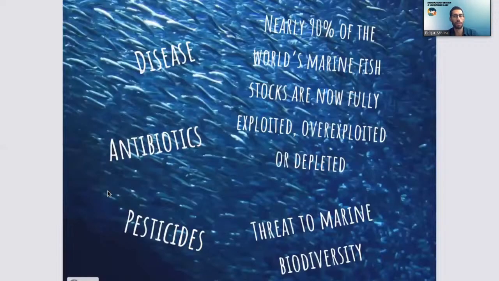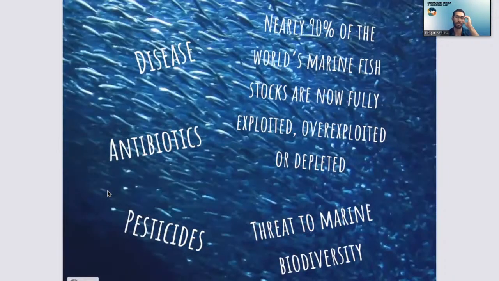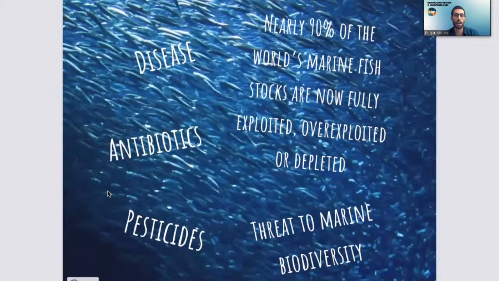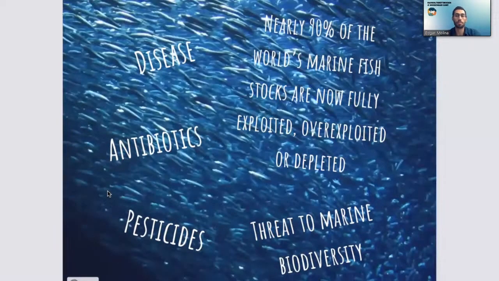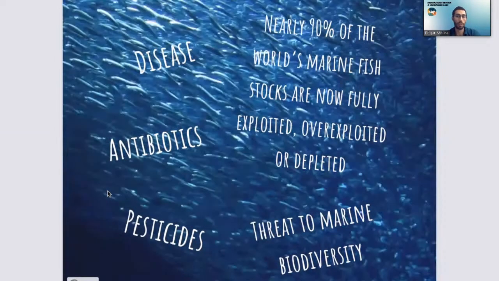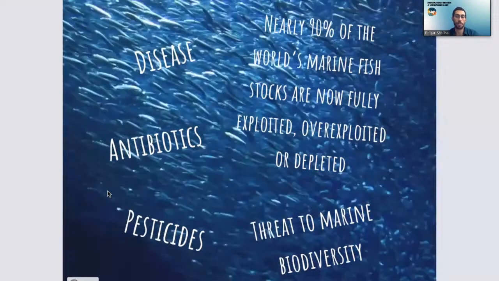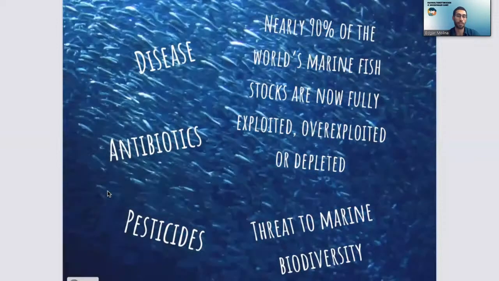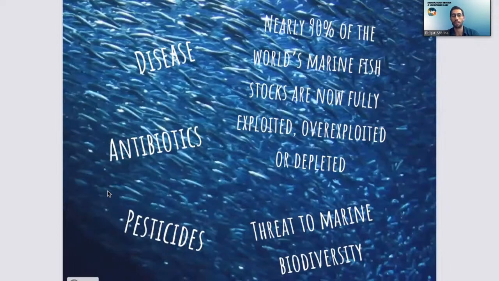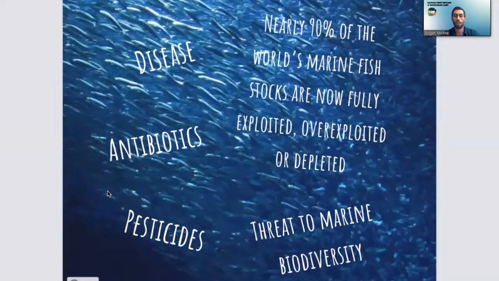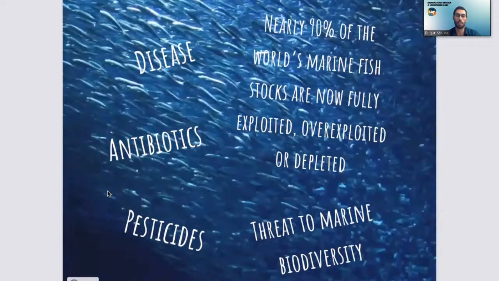We also have problems with fisheries or fish in general. It is said that by 2048, we will not have any more fish in the oceans, because nearly 90% of the world's marine fish stocks are now fully exploited, overexploited, or depleted. So this is a threat to marine biodiversity. It causes disease. Sometimes farmed fish are given antibiotics and pesticides, and it can pollute other animals, causing problems for biodiversity directly.